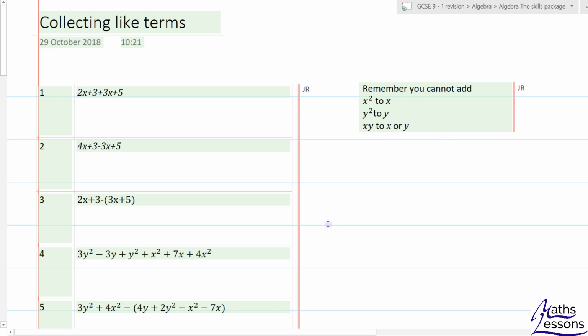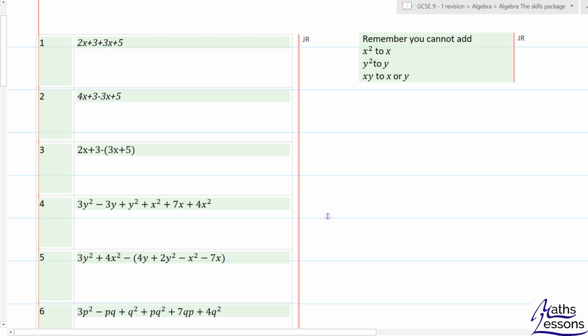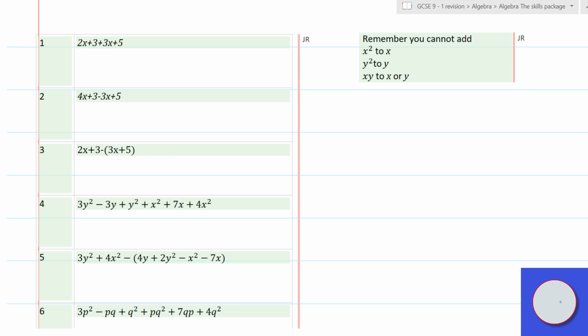Collecting like terms. Nice. Hopefully, this will warm you up until we get to the real algebra. Another 60 seconds to see how many of these you can do. If you have any questions, just type them into the chat. Just be aware that the chat is delayed.